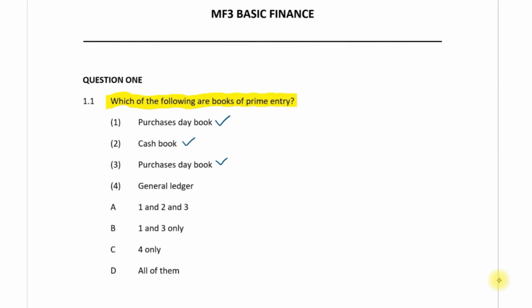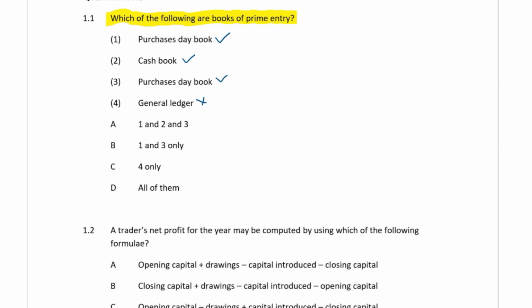The ledger, the general ledger, is not a prime entry book, and therefore, let's see. Is the answer going to be A? A reads what? That is 1 and 2 and 3. The answer is 1, 2, and 3, because this one is not a book of prime entry. No, it is not. So we don't even have to go any further. The answer is A.